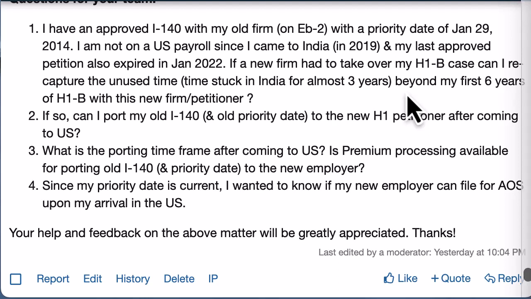Listen, you have to start a green card all over again. Don't make that mistake. You just get the priority date. You don't get to transfer your green card. You have to start the green card again.